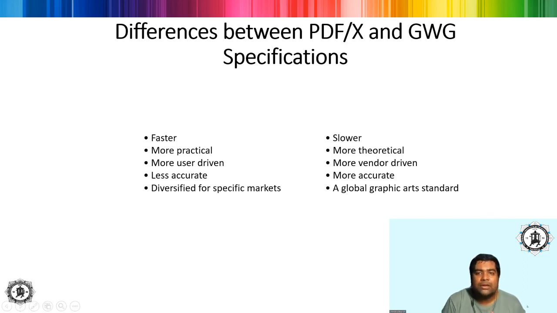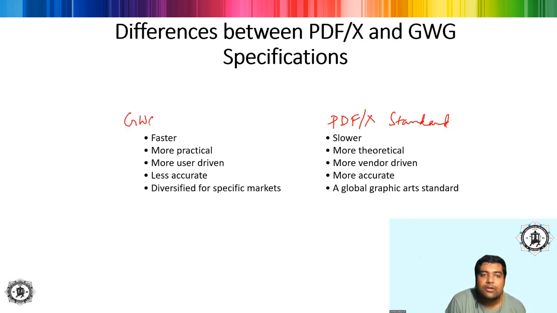Okay, so what are the primary differences between the PDFX standard and the GWG specification? So on the right hand side, you will see the PDFX standard, and on the left hand side, let me just write it down so that you can understand this well. Give me a moment, otherwise there might be some confusion. Let me just point it out. So this is the PDFX standard, right? Properties or features of the PDFX standard, and this is the corresponding GWG specification.